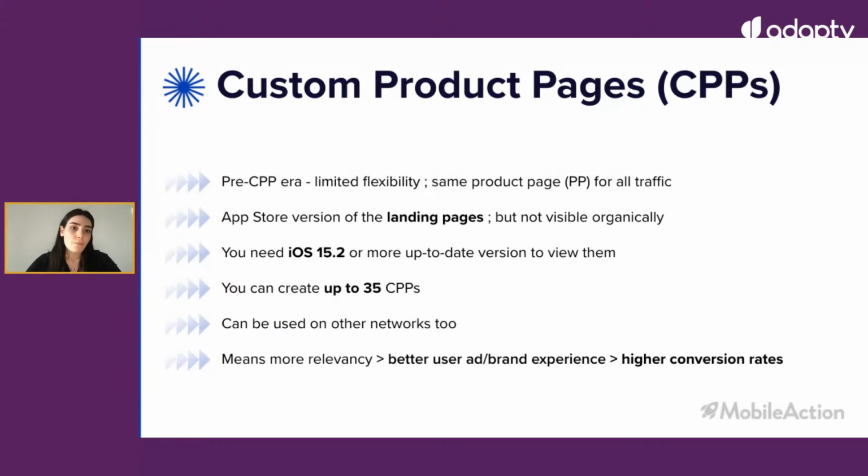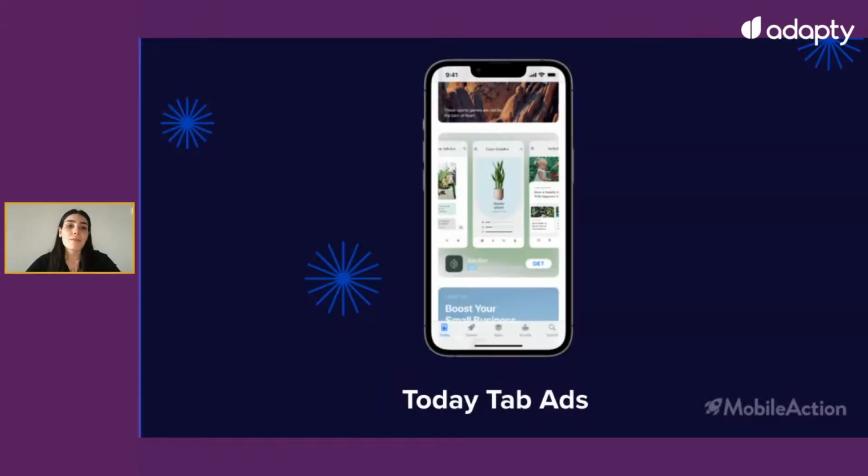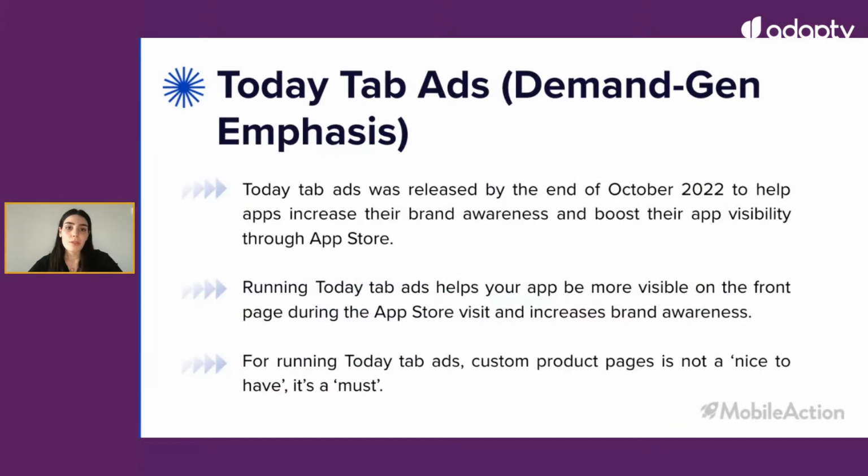What does that mean? That means that you will have more relevancy, you will have better user, ad, and brand experience, and eventually you will have higher conversion rates with custom product pages. So if you are still not convinced, there is another reason why you should rethink, and that's Today Tab, the newest ad placement of Apple. So Today Tab is the very first screen when you open the App Store, and millions of people see this page when they first open the App Store.